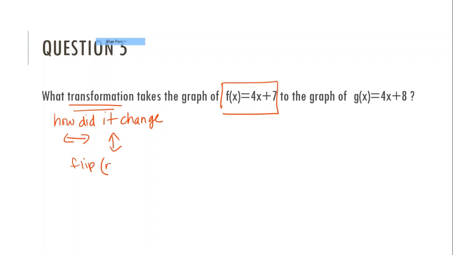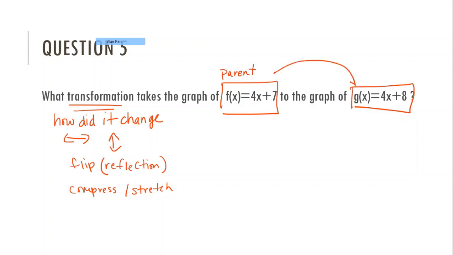I'm sorry, I'm drawing a blank here. That's my word for reflection. Or did we compress or stretch? Those are all of the terms that I can use to describe the transformation, or how it changed. So this is my parent function where I'm starting, and I want to know, how did I change to get here? What's new?